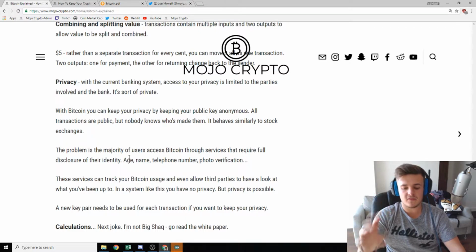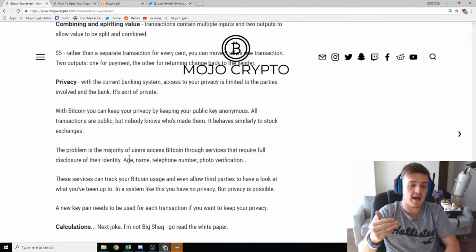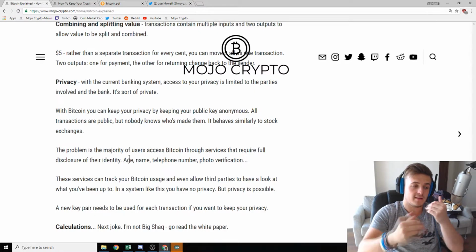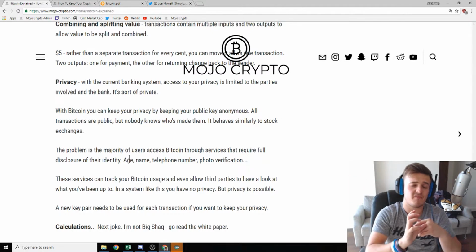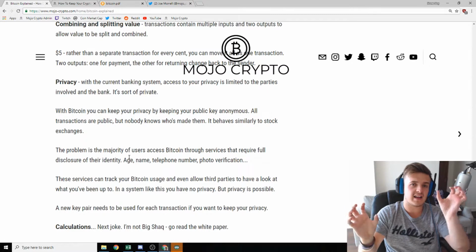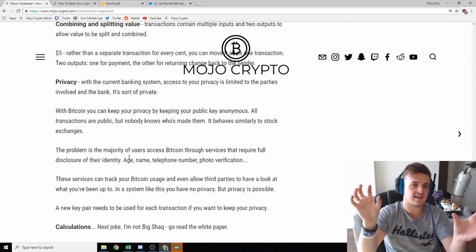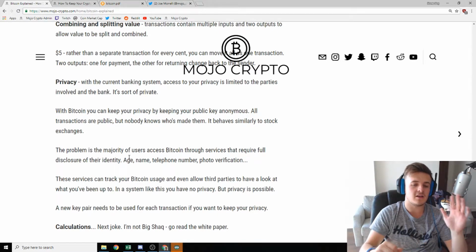So if you are going the old school route, or you want to use paper wallets as well, a new key pair needs to be used for each transaction if you want to keep your privacy. So that's why I don't encourage beginners to use paper wallets, because every time you make a transaction, you need to create a new paper wallet, which is just a faff, mate. It's a pain. So a new key pair needs to be used for each transaction. Otherwise, people can start connecting the dots and go, oh right, he did that, so oh, they did the same. They can start connecting things. So a new key pair is needed.